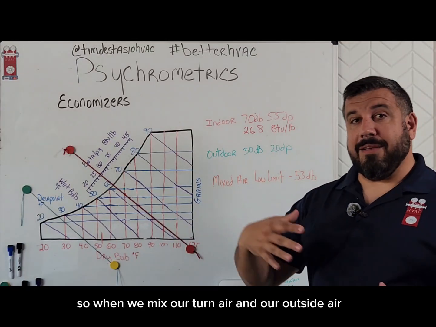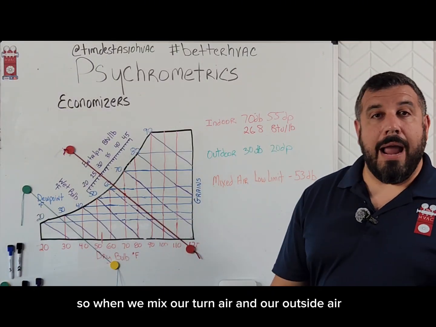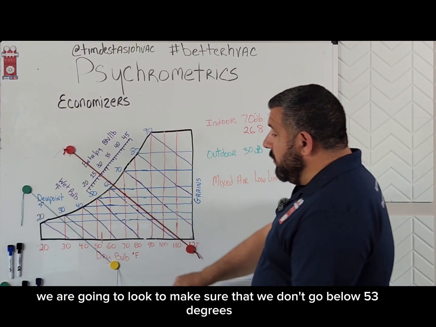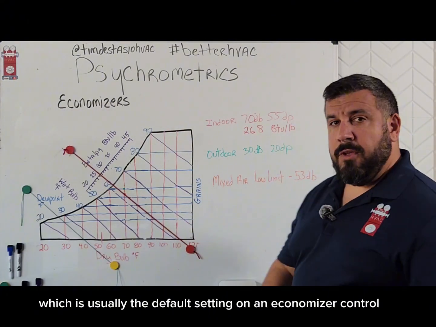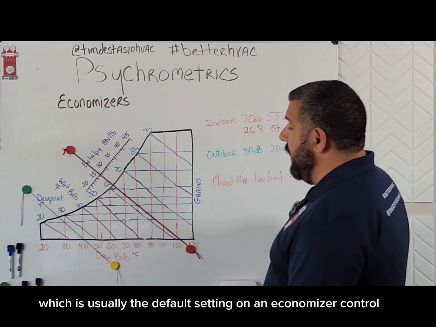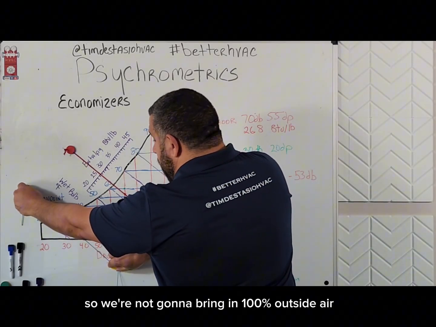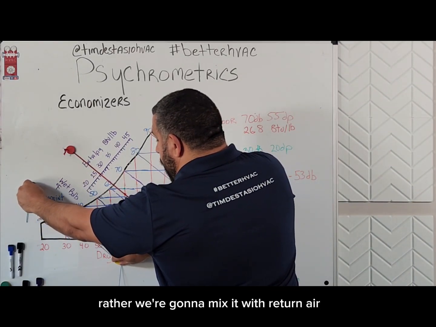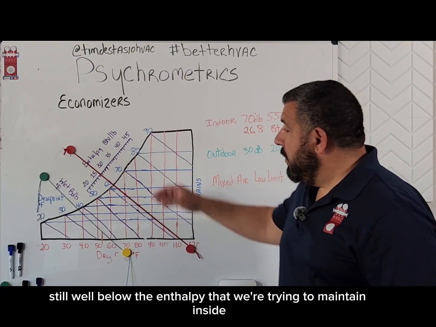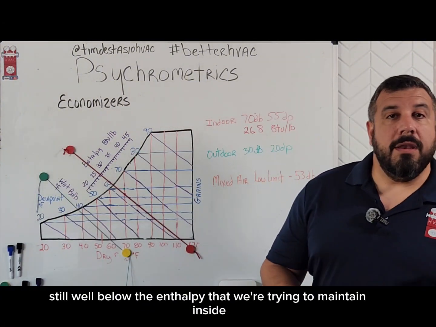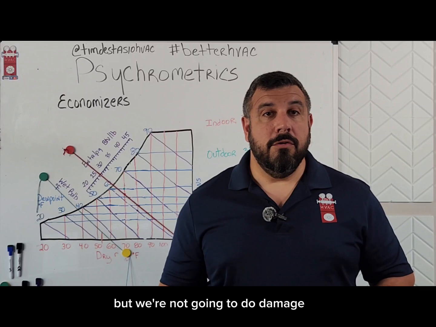So when we mix our return air and our outside air, we are going to make sure that we don't go below 53 degrees, which is usually the default setting on an economizer control. So we're not going to bring in 100% outside air. Rather, we're going to mix it with return air so it looks a little bit more like this. Still well below the enthalpy that we're trying to maintain inside, but we're not going to do damage.